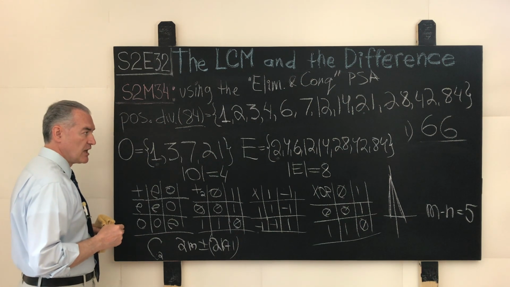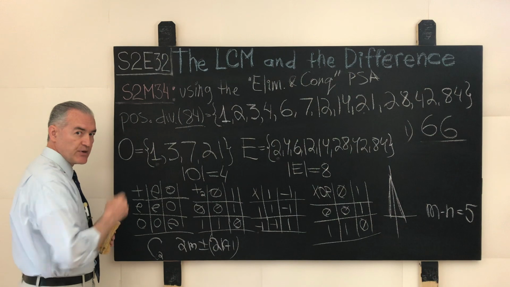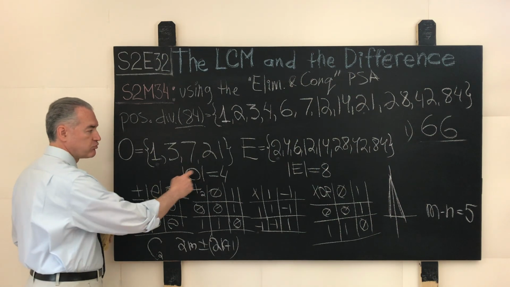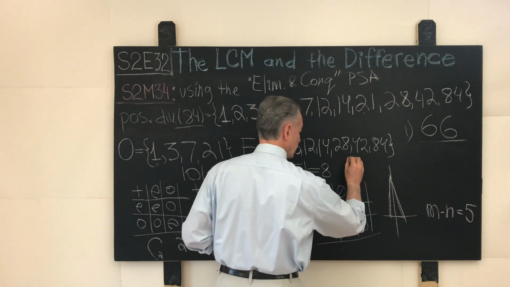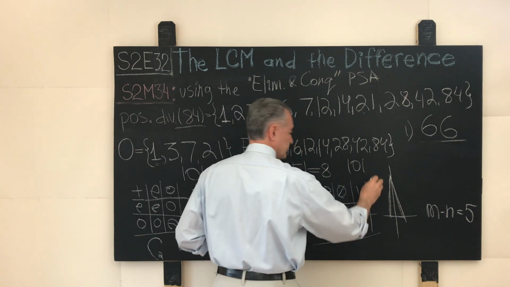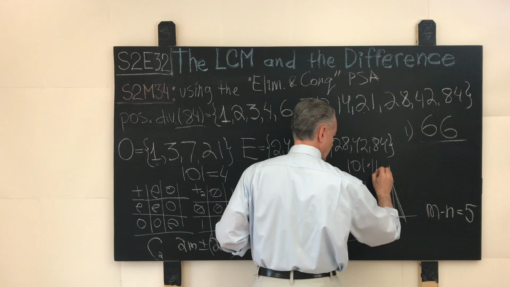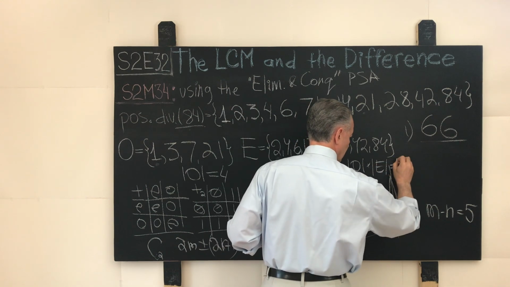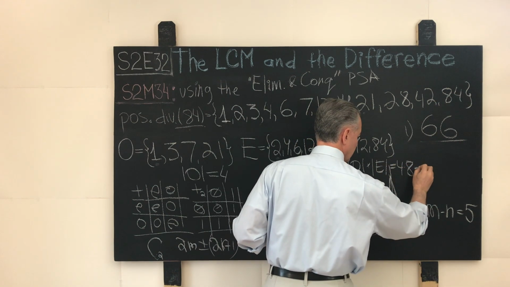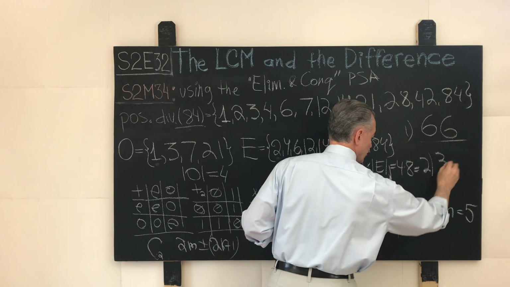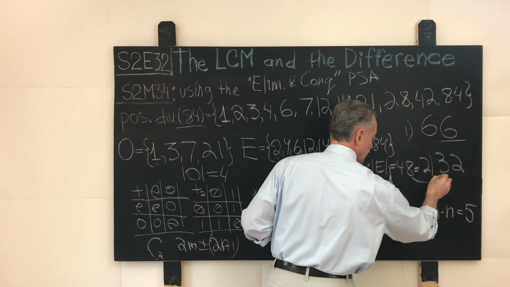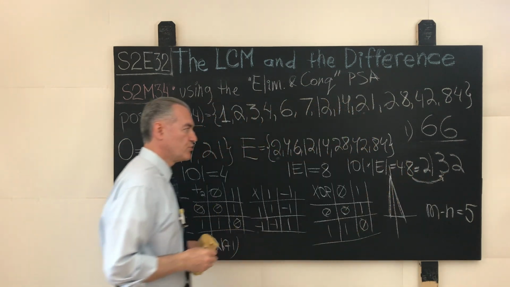And that means what? That the total number of such pairs will be given by what? By the product of the sizes. Technically, that will be the size of the subset O times the size of the subset E. It will be 4 times 8. It will be, let me write it down over here, 32. You understand what's going on over here, 32.